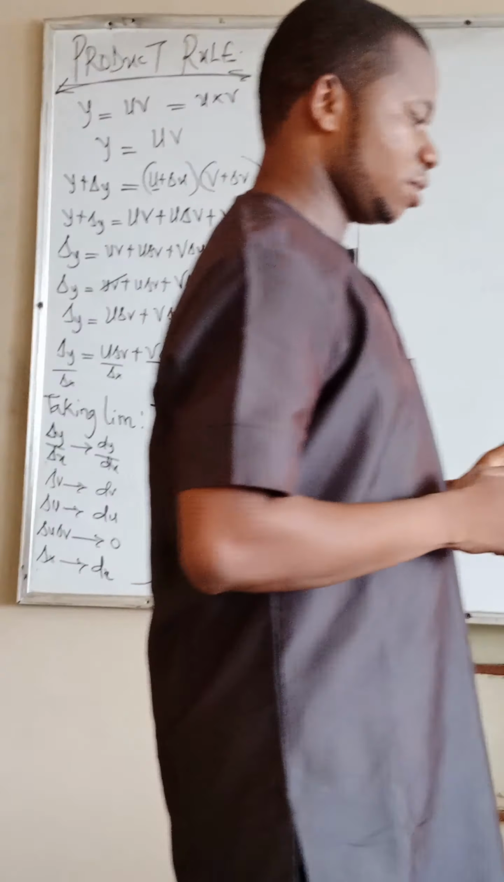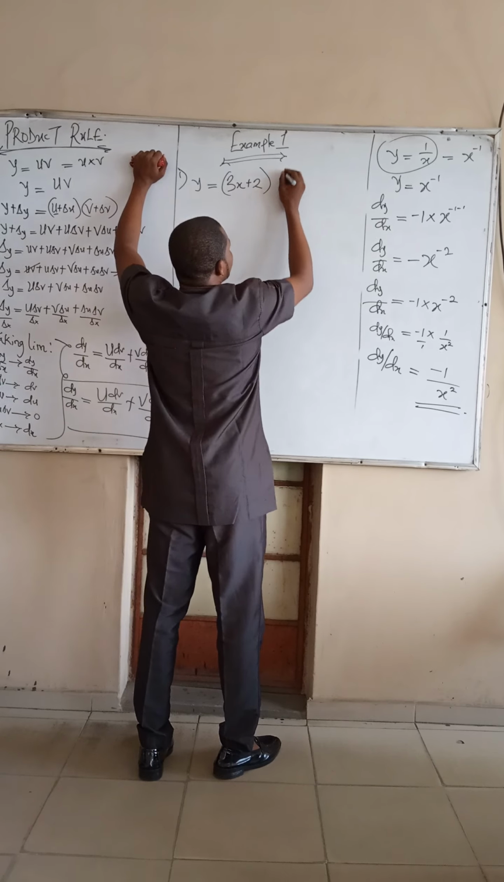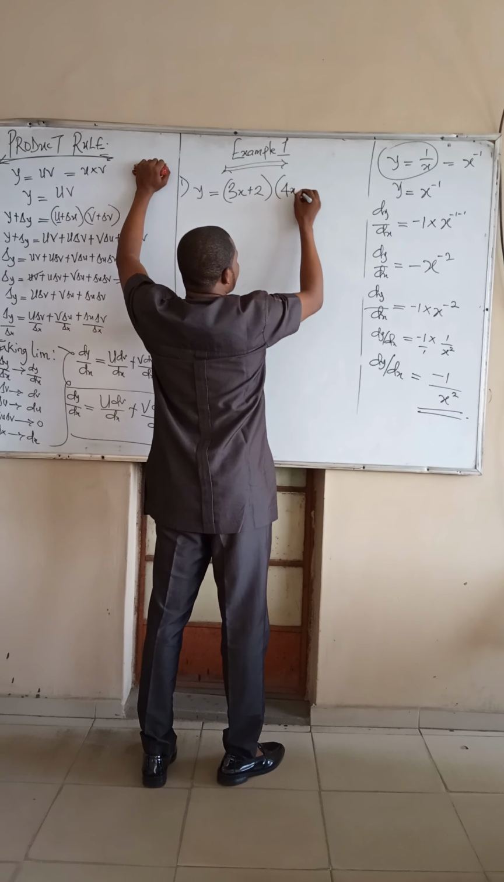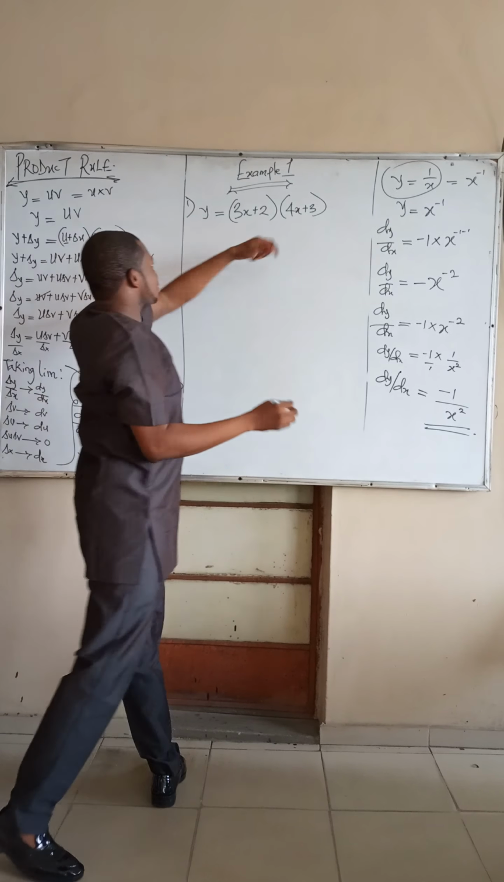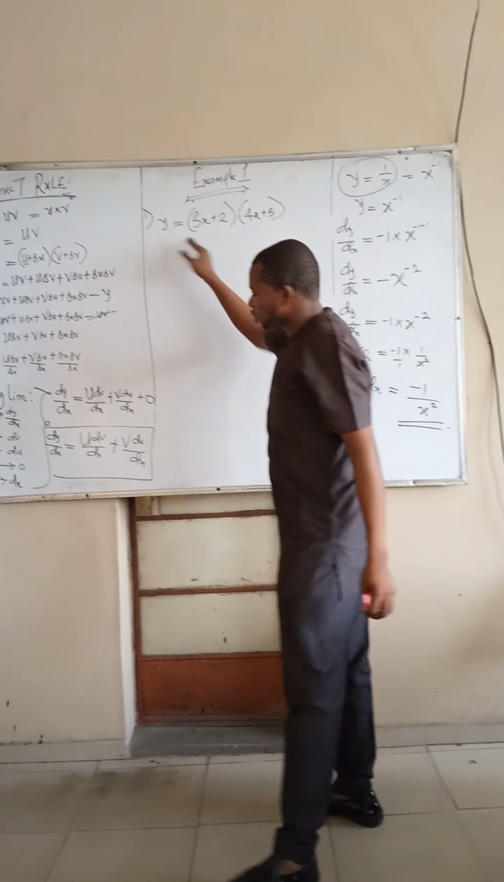Example 1. You have something of this nature: y is equal to, let's say, (3x + 2) into (4x + 3). You are asked to solve this. It's very simple. This alone has given you a clue of what the equation is.